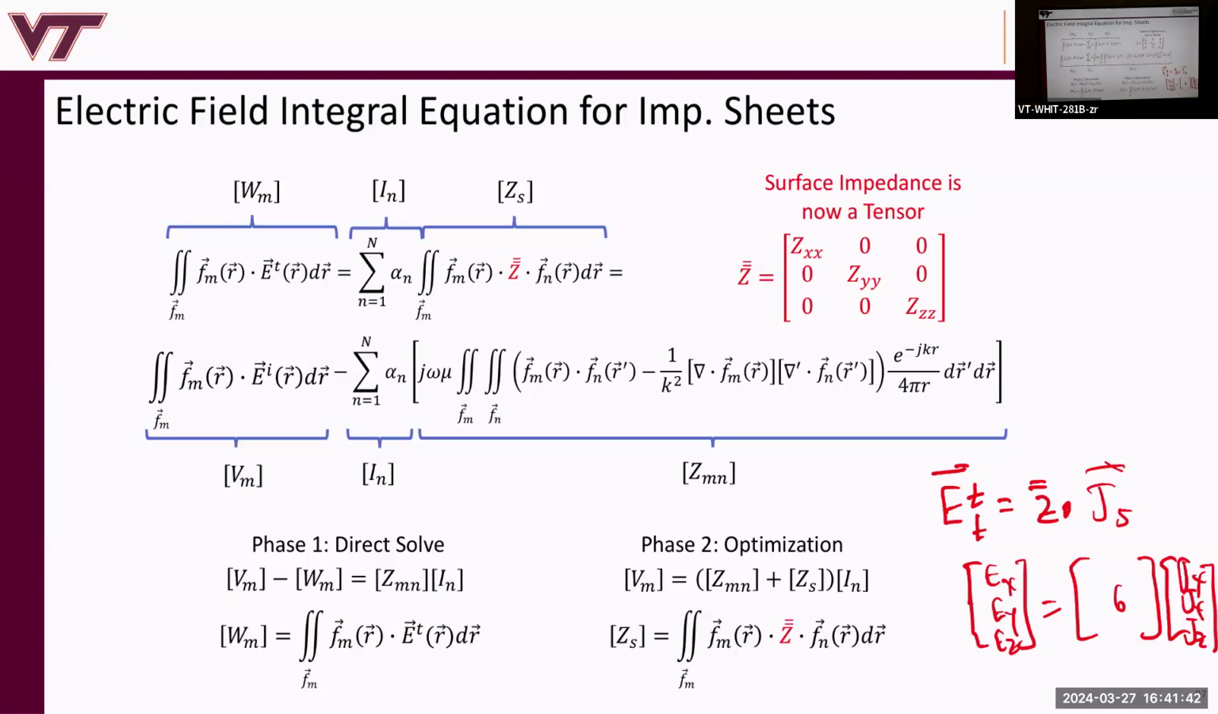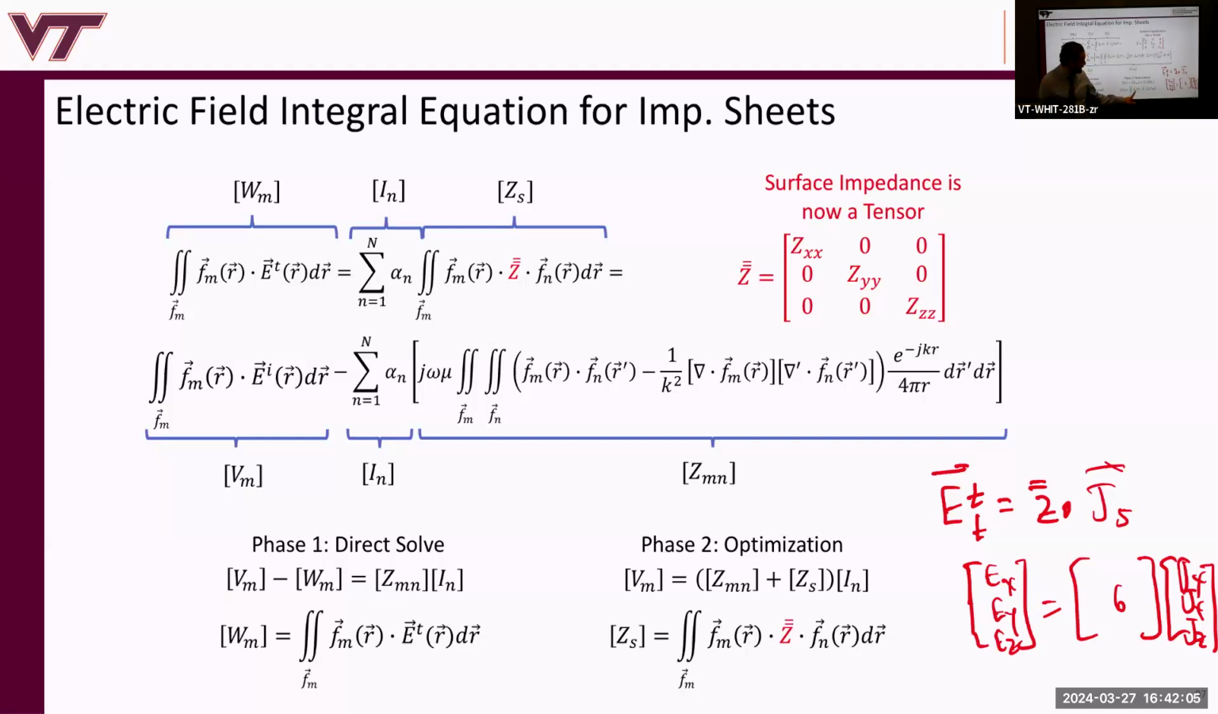I have a question. Sure. Here, when we calculate the Z s matrix, we integrate over Fm dot Z dot Fn. Fm and Fn here are the same. Yeah, but they're in different places, right? The mth edge is in a different place than the nth edge.